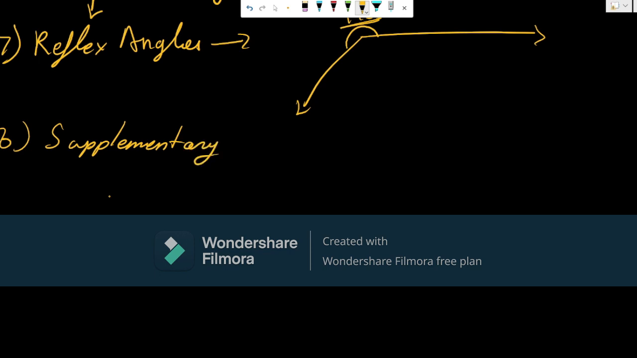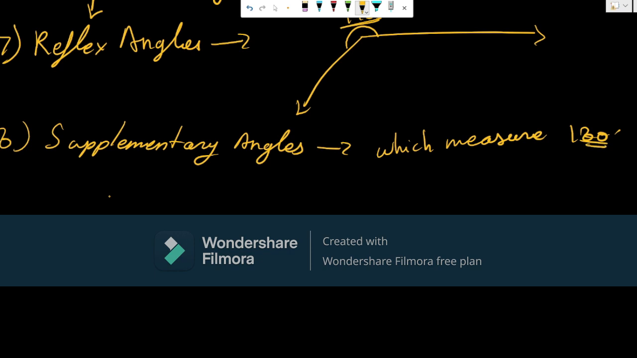Supplementary angles. Supplementary angles are the angles which measure 180 degrees.